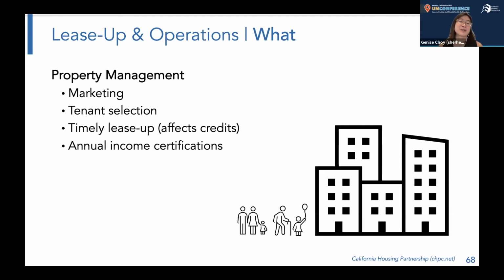And then property management also does the income certifications every year to ensure that residents are still meeting the requirements put forth by funders. And generally ongoing operations and maintenance, which includes rent collection, repairs, and reports to various different parties. Now, some things that get decided during pre-development that would affect their ability to do that piece of their work is what's the durability or replaceability of the materials that were chosen for the property? How easy are the systems to maintain?